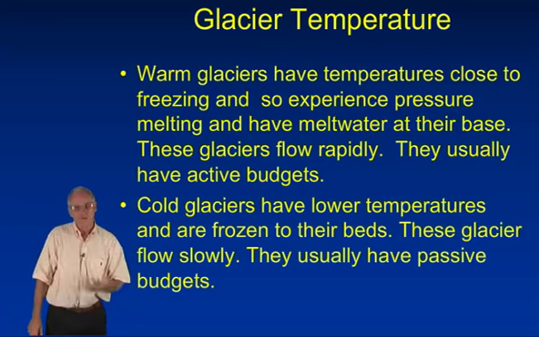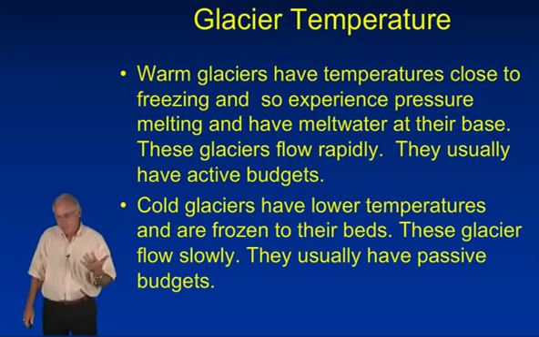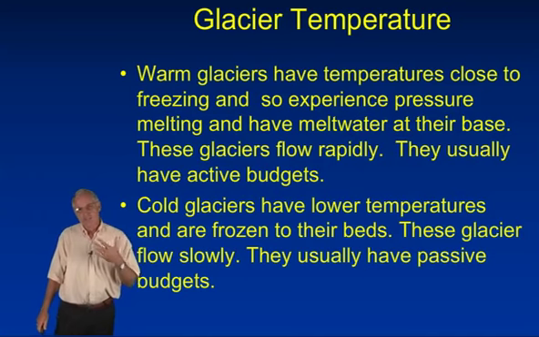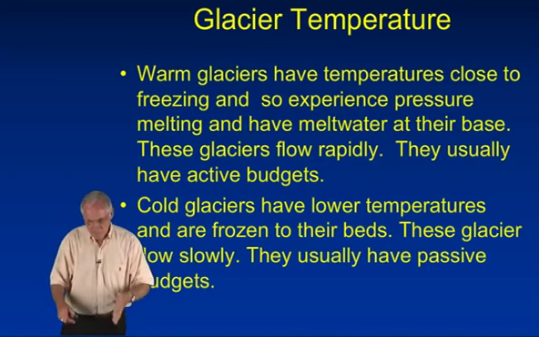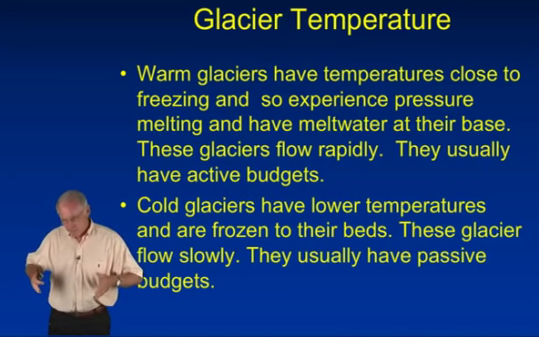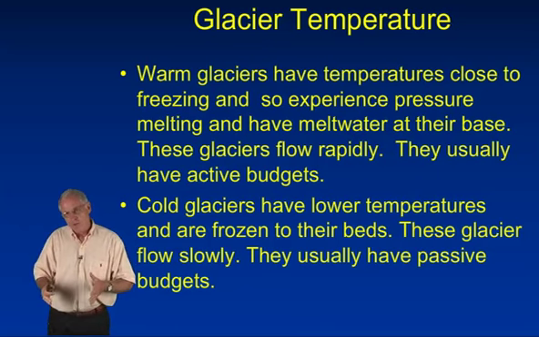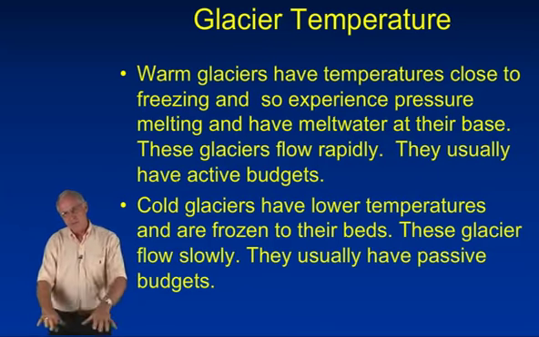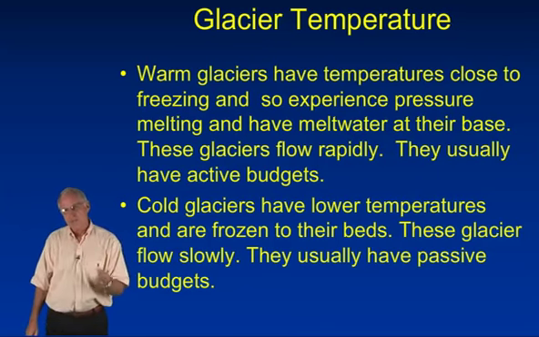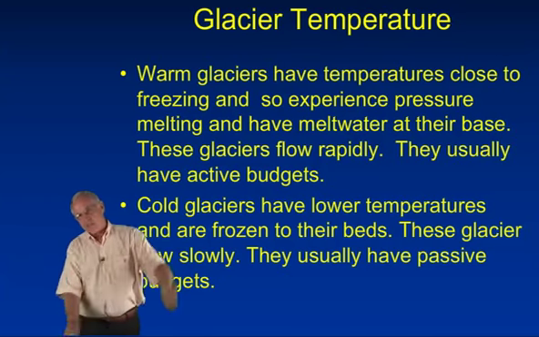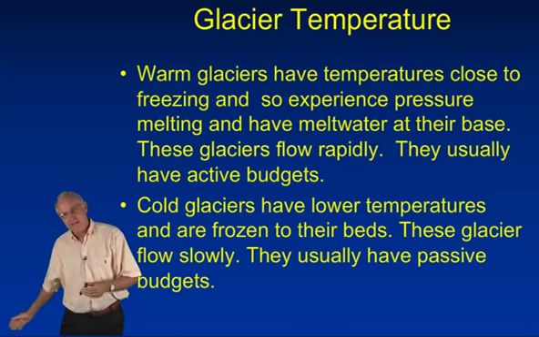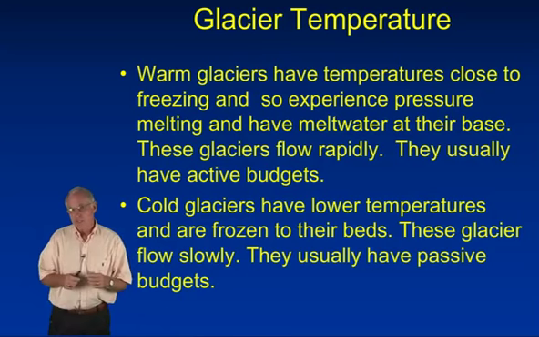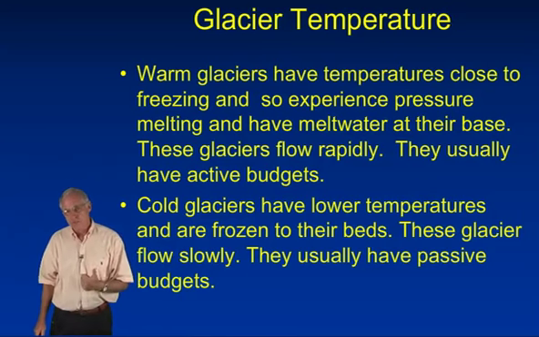a film of water. If you watch people skate on an ice rink, they're skating on ice that's at the pressure melting point, and the additional pressure of their body weight causes the ice to melt, and they glide across the ice surface on a thin layer of meltwater that freezes behind them as they skate along. They have active budgets, these warm glaciers. A lot of gains, a lot of losses.